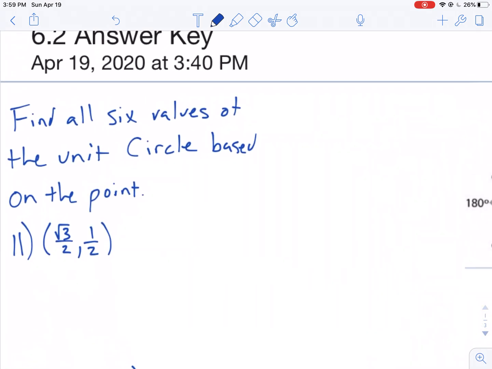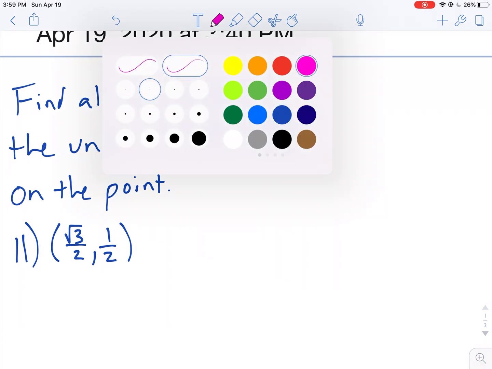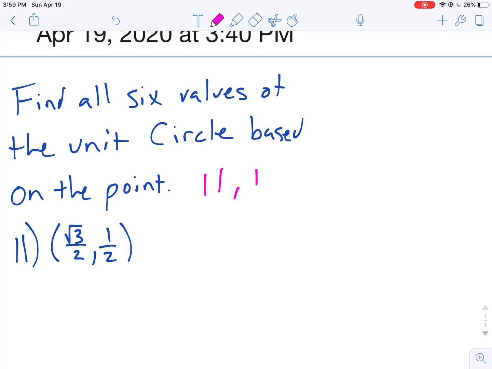All right. So first, before I even get into this, find all 6 values of the unit circle based on the point. So that's what this is going to apply to questions 11, 13, and 15. I'm not going to do question 15. I'll do question 11 and 13 for you. So find all 6 values based on this point.